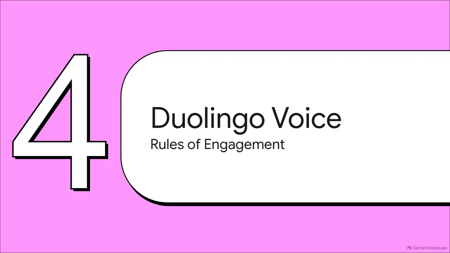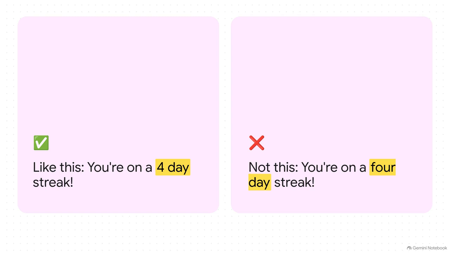Let's get into Section 4, the Duolingo Voice, Rules of Engagement. Welcome to the writing rules, where sheer approachability completely overrides strict academic correctness. Traditionally, grammar rules dictate you should spell out numbers under 10. Well, not at Duolingo. They mandate writing numbers out numerically, even the small ones like 4 or 7.